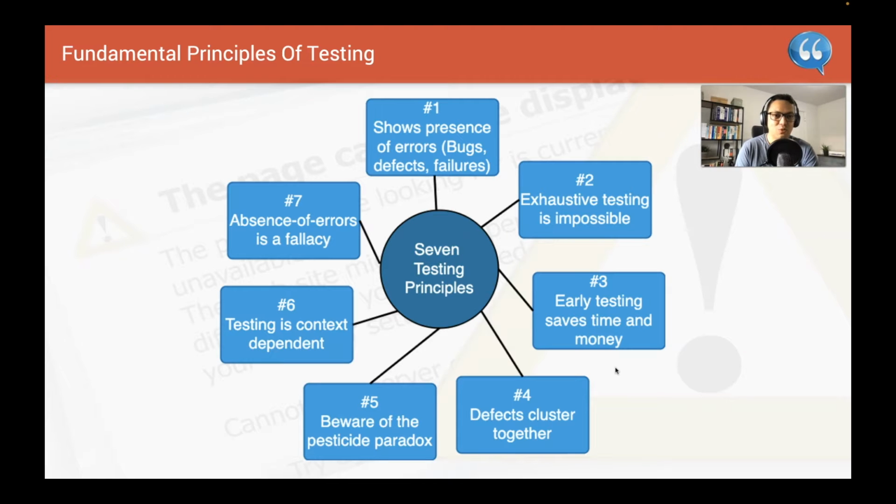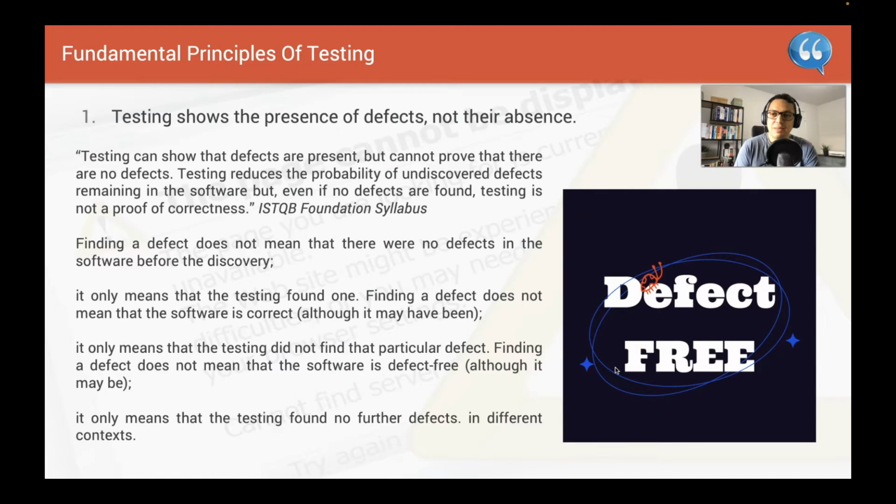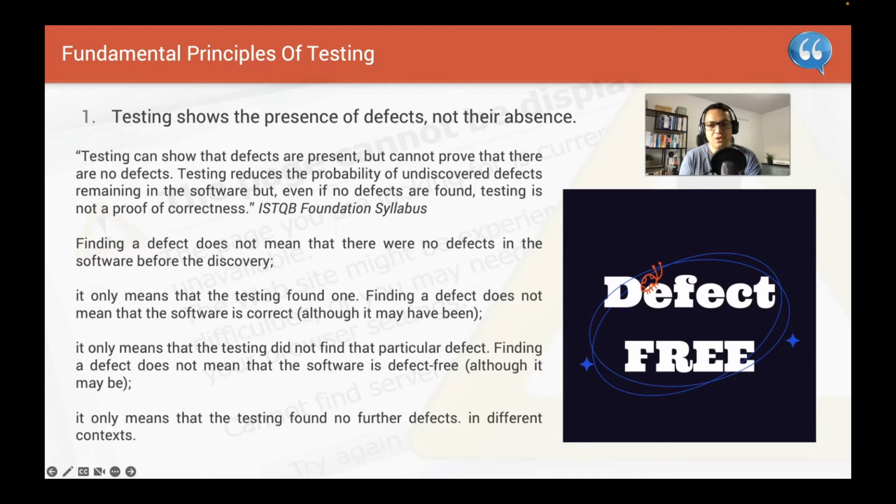Let's expand each one of these. Number 1, testing shows the presence of defects, not their absence. There's a quote there that I paraphrase. I'm not going to read all of it, but testing can show that defects are present, but cannot prove that there are no defects. So you have to remember that there's no silver bullet when it comes to testing a system. There's a lot of misconception out there, but just bear that in mind and remember these.